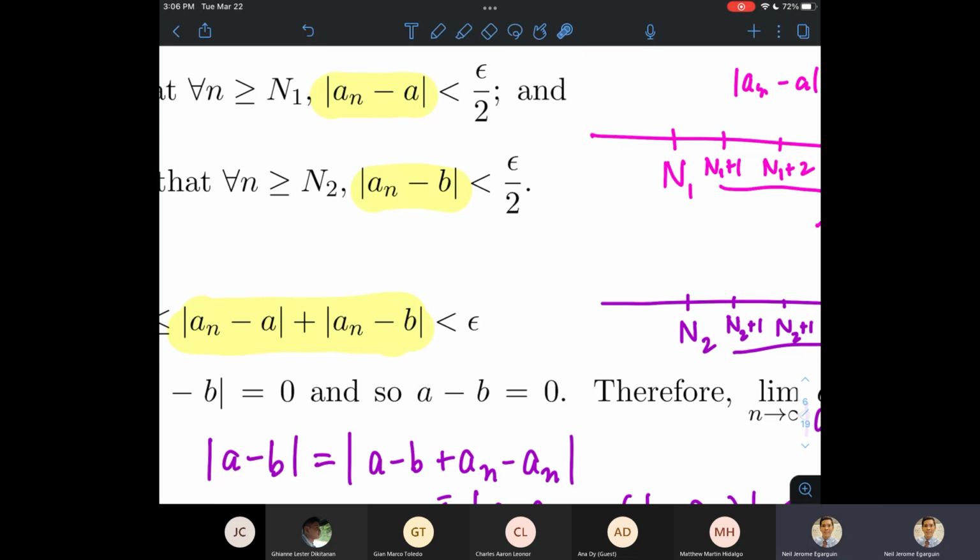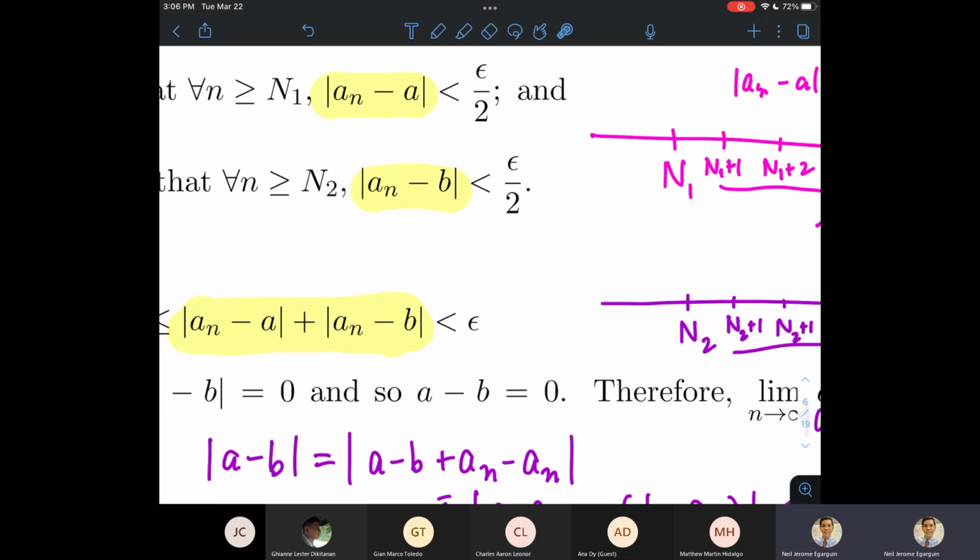Sige, another 30 seconds habang magre-reply lang ako. Okay, walang gustong mag-try? Okay.